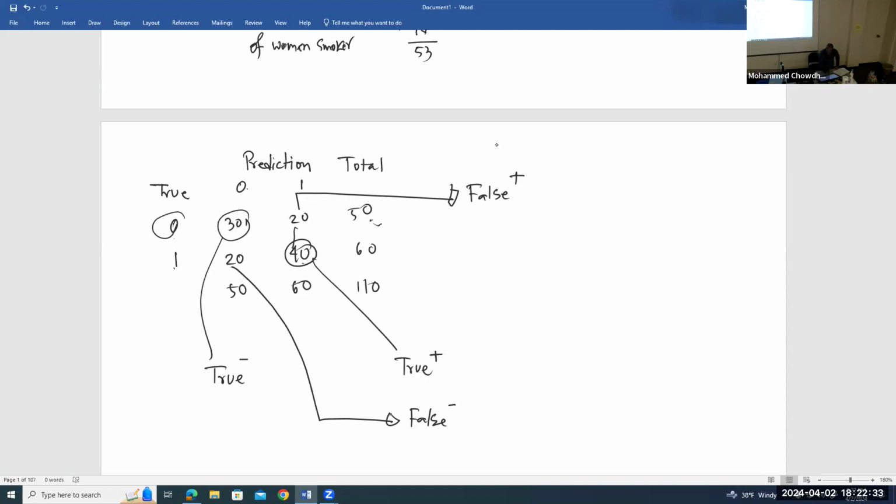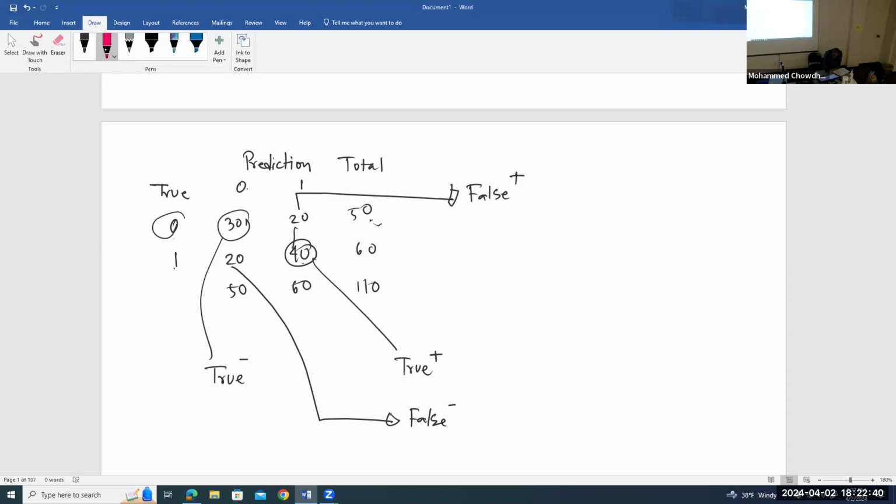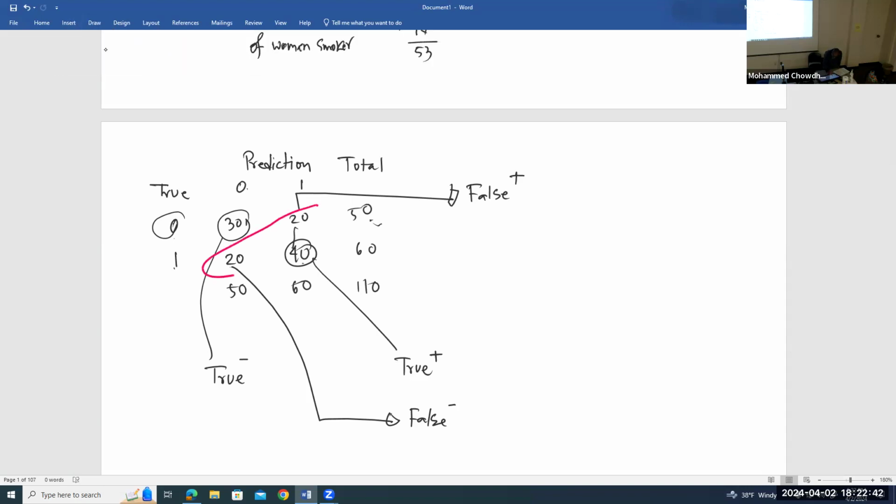Okay, so this is known as the false positive or misclassification. This part is known as the misclassification. This part is known as the correct classification. Person has a disease, we predict that the person has a disease. Person does not have a disease, we predict that person does not have a disease.